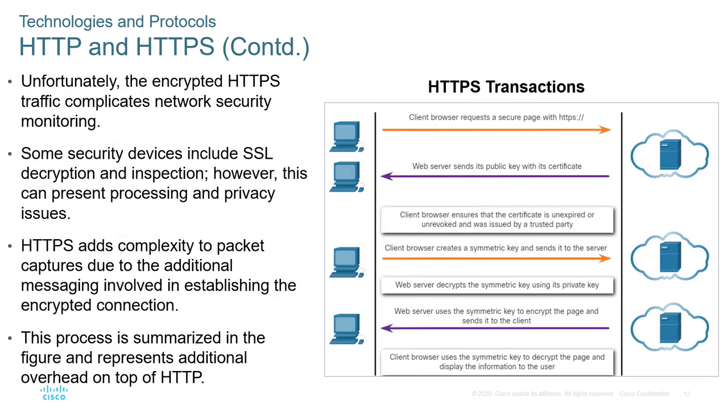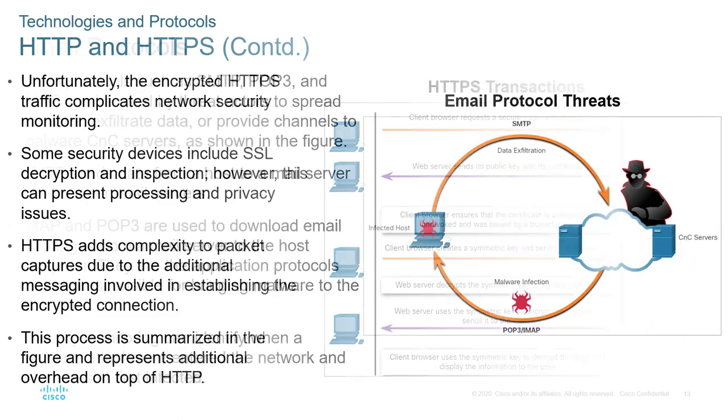Unfortunately, encrypting using HTTPS is more complicated, and it makes monitoring the network a little more complicated, but this is just the reality that we live in. Some security devices will include SSL decryption and inspection. However, this normally raises privacy concerns. So HTTPS will add complexity to packet capturing due to messages involving the establishing of the encryption process. So there are pros and cons for HTTP and HTTPS, especially as it relates to security analysts.